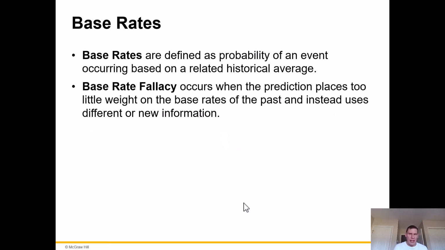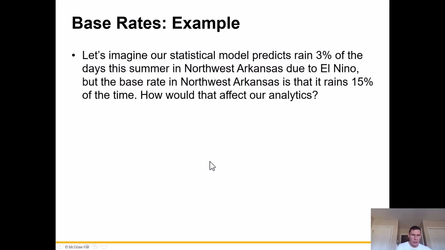Now, base rates are defined as the probability of an event occurring based on a related historical average. So the problem with this is what we call base rate fallacy. And this occurs when the prediction places too little weight on the base rates of the past and instead uses different or potentially new information.